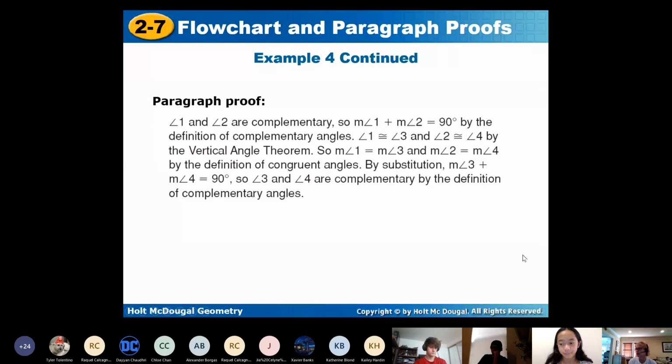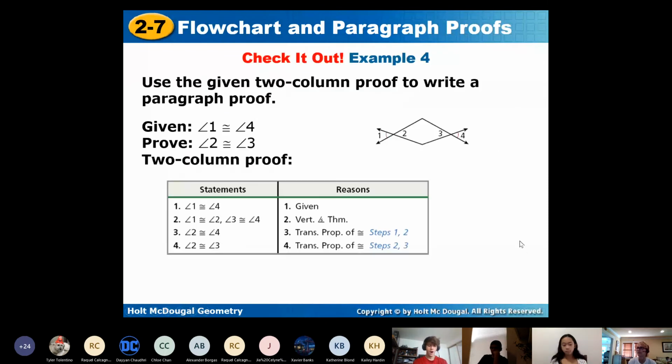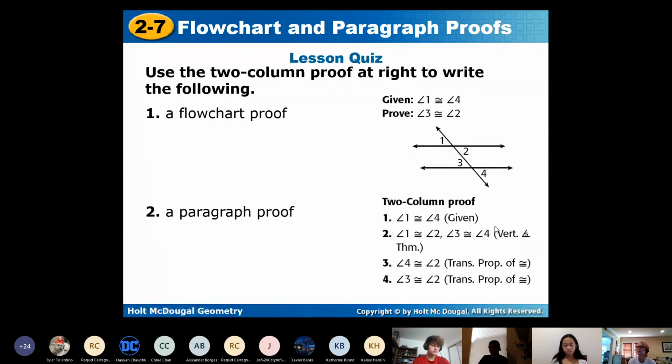So this is what it looks like. It's the same things, just all written out. We'll spend more time on it in chapter 6. That's why I'm going a little fast. And I think that I don't need a 4th example.